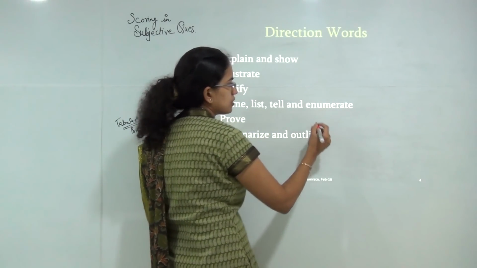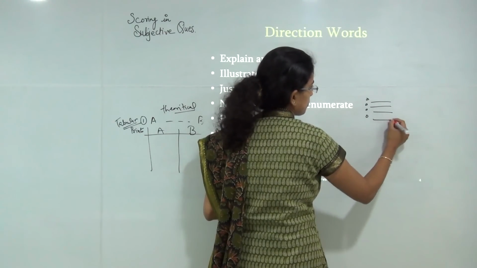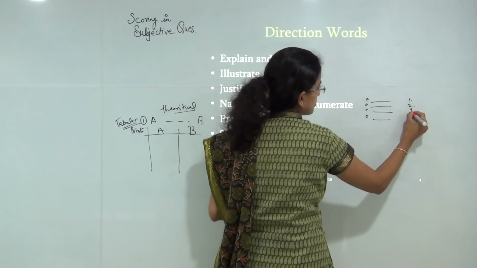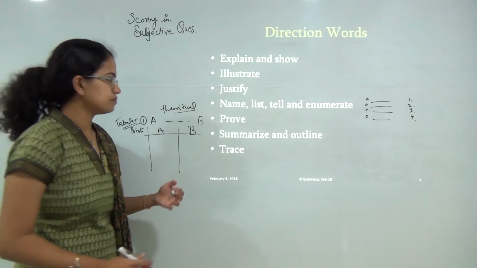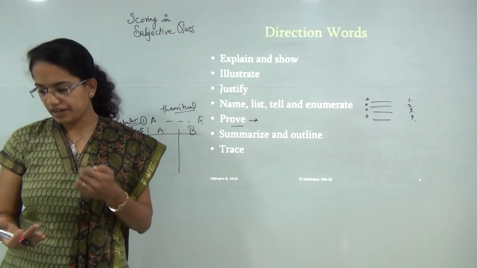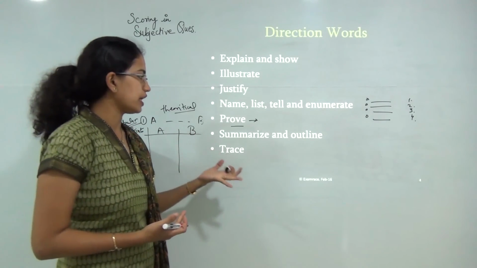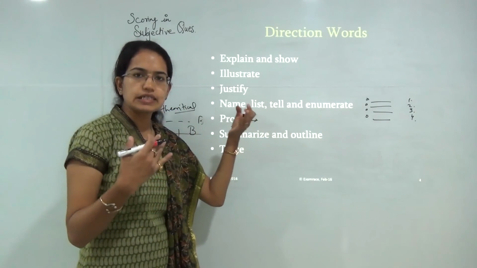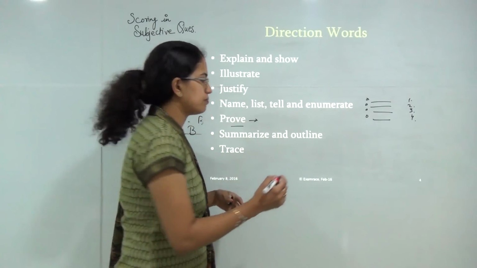Name, list, tell or enumerate usually means writing down in points or numbers, so it's listing down what you know. Proving again means you are trying to stick to a point, explain your point, and say why you consider this the correct option. Summarize and outline means, for example, precis writing.